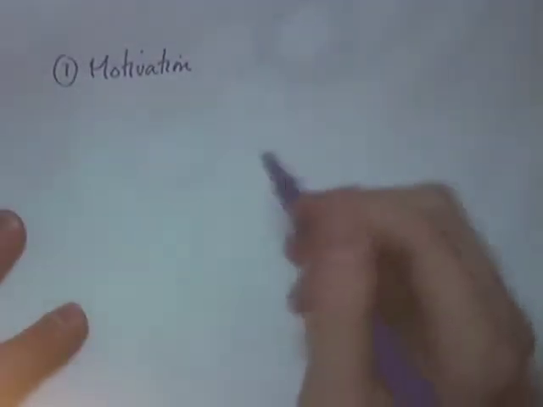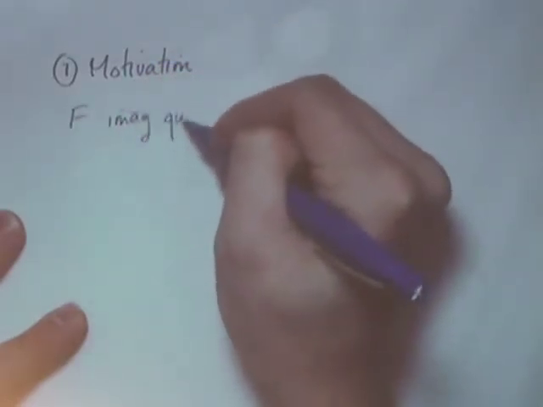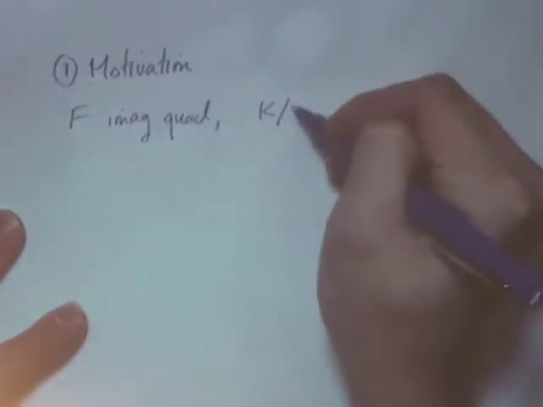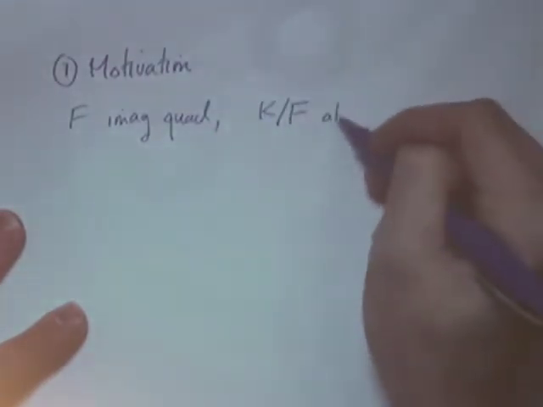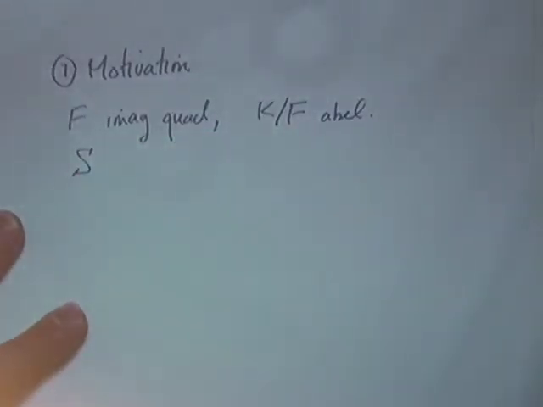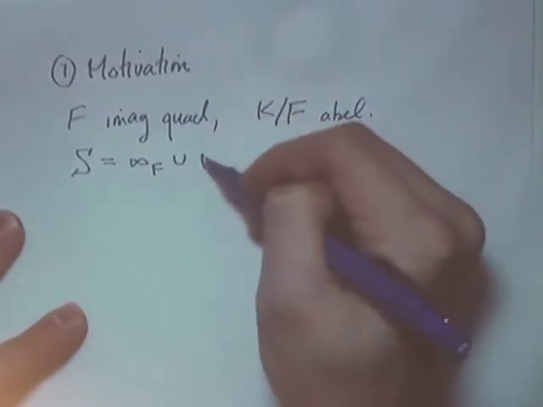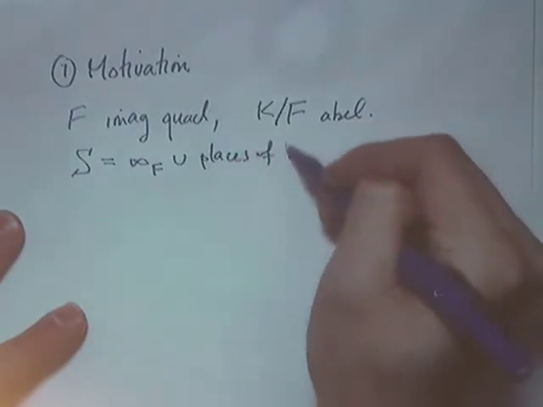I'd like to begin with a bit of motivation. And I'd like to take this motivation from the simplest ATR case, namely the case where F is imaginary quadratic. And we'll put ourselves in our usual situation where K over F is an abelian extension. And we have this set of places that we introduced last time, and I'll take it to be the minimal set possible, namely the infinite place of F together with the places of F ramified in K.